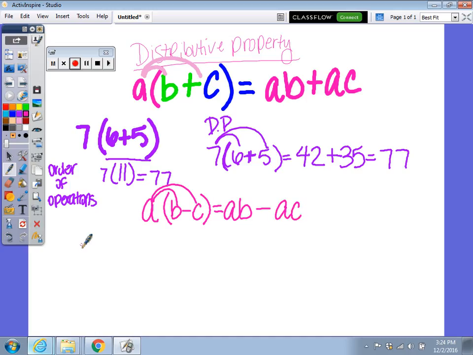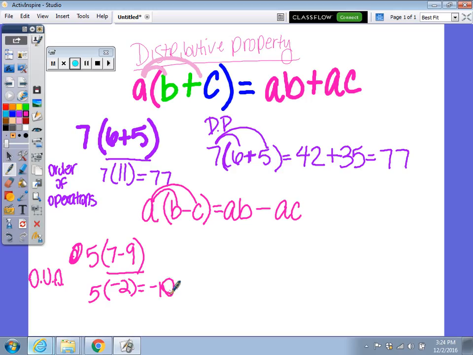So in an example, I have 5 times the difference of 7 and 9. So using order of operations, I'm going to do what's inside the parentheses first and get -2. 5 times -2 is -10. That's familiar to us. But let's jump over to use the distributive property, which is new for some, or it's review.